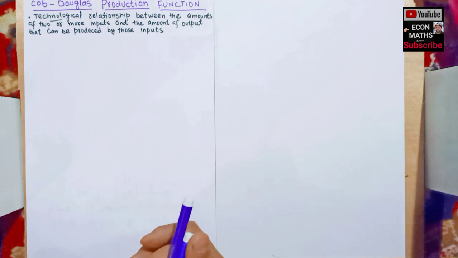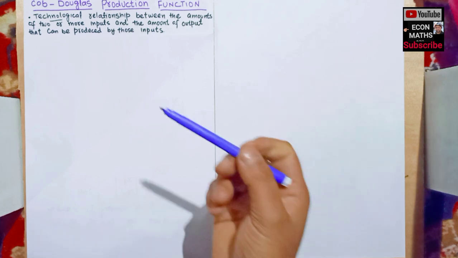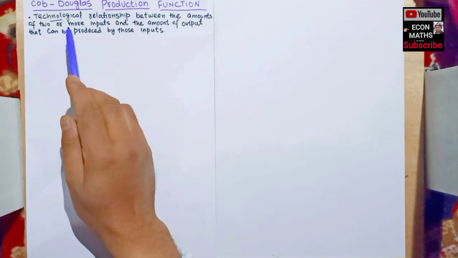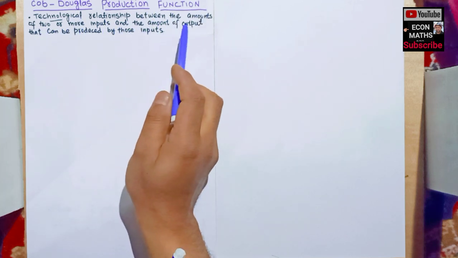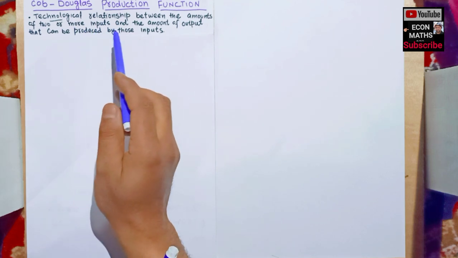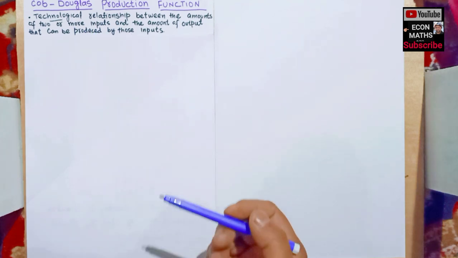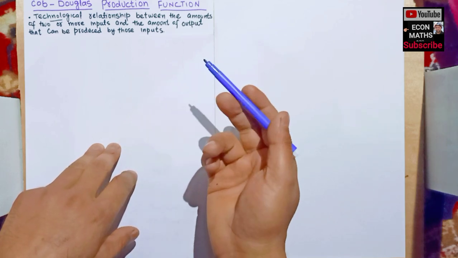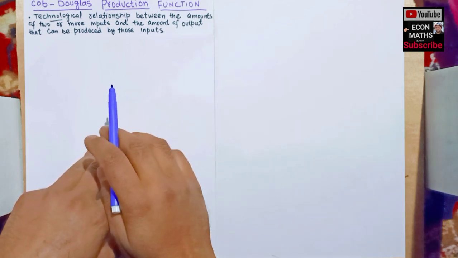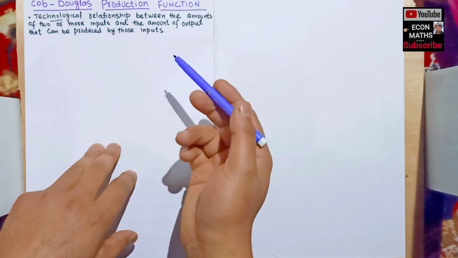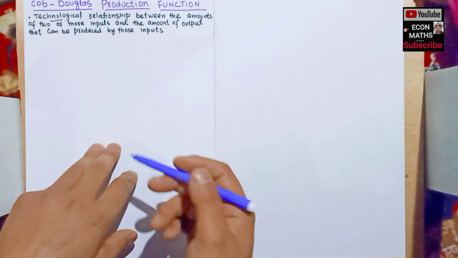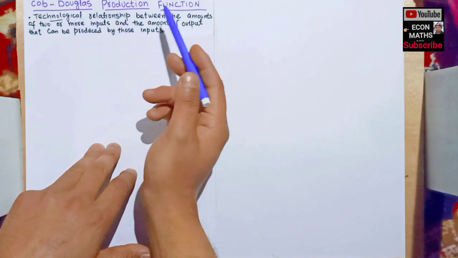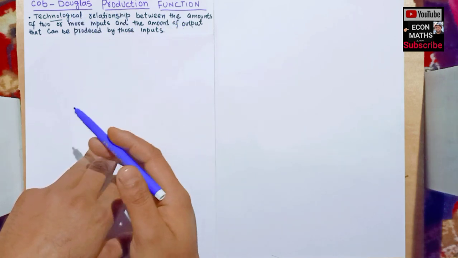Now, a Cobb-Douglas production function is a technological relationship between the amount of two or more inputs and the amount of output that can be produced by those inputs. Actually, it is a technical relationship between the physical inputs and the physical outputs. We say it is a production function, and since we are dealing with the Cobb-Douglas production function, we will see how it is represented.